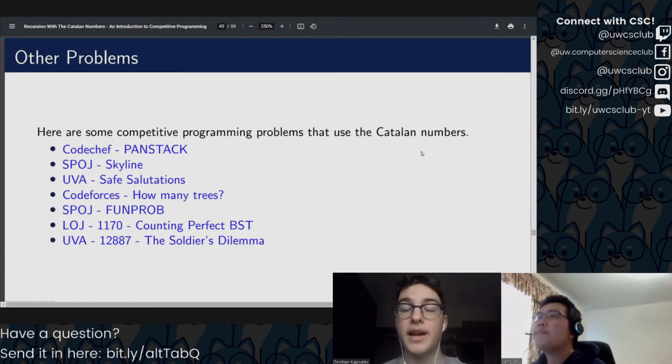So here are some other competitive programming problems that use Catalan numbers. Some of these problems are on some very well-known judges, such as CodeChef, Spoj, UVA, and Codeforces.